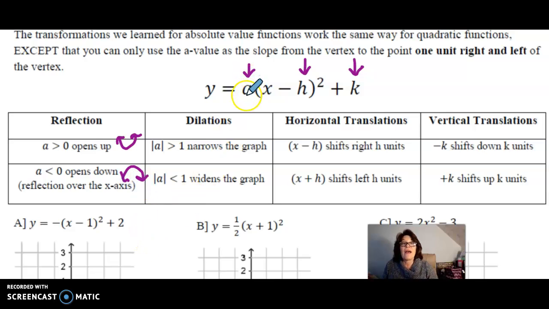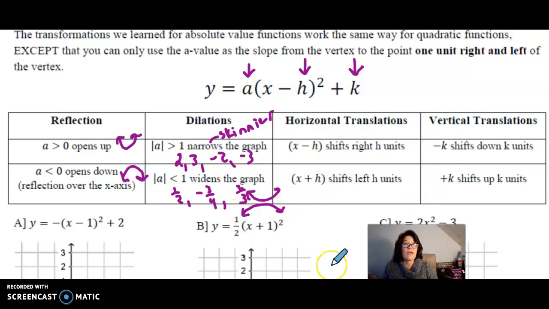If the absolute value of a is greater than 1, in other words, 2, 3, or -2, or -3, it's going to be a narrow, skinny graph. Skinnier, narrower. If the absolute value of a is less than 1, like a half, -3/4, 2/3, then it's going to be a wider graph. Whether I'm opening up or down, it'll be wider.